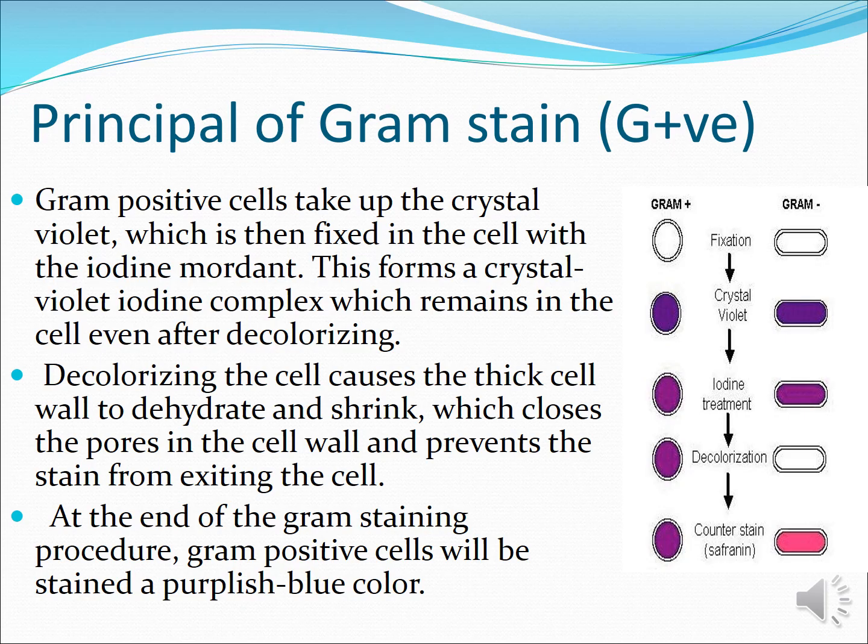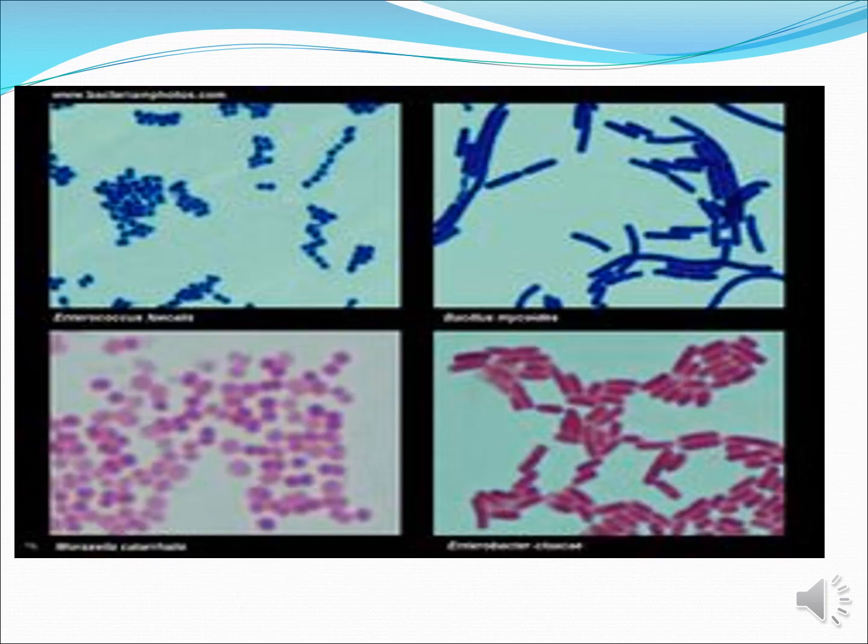Gram-positive cells take up the crystal violet, which is then fixed to the cell with the help of iodine mordant. This forms a crystal violet iodine complex, which remains in the cell even after decolorization. Decolorization of the cell causes the thick cell wall to dehydrate and shrink, which closes the pores of the cell wall and prevents the stain from exiting the cell. At the end of the gram stain procedure, gram-positive cells will be stained purple. So this is how the gram-positive will look.